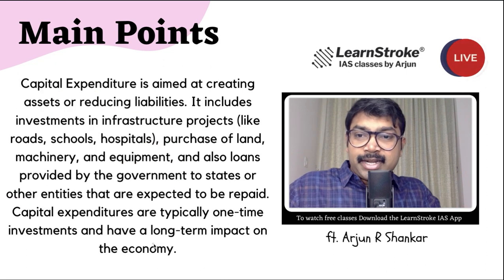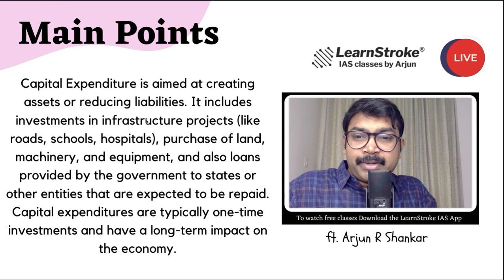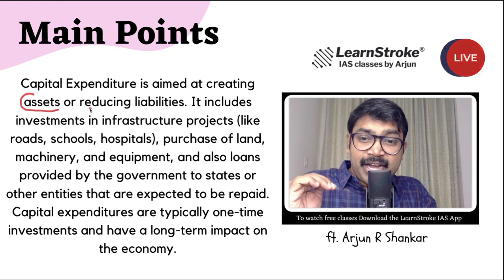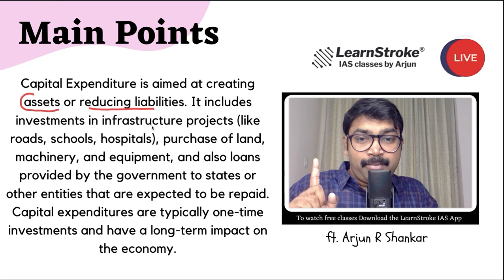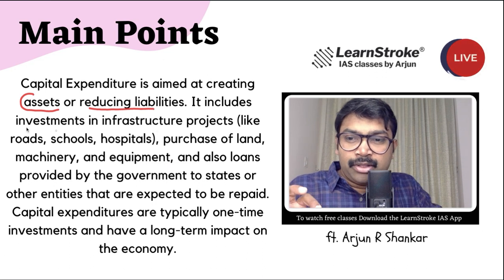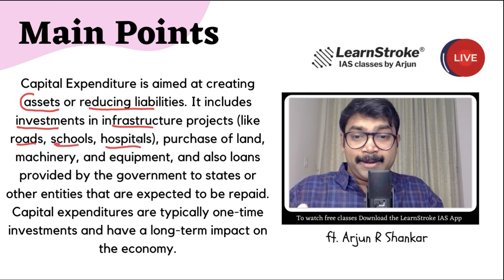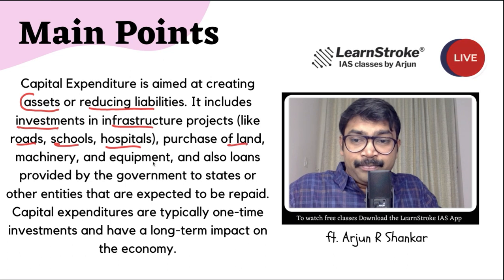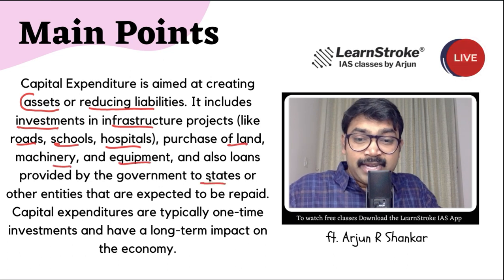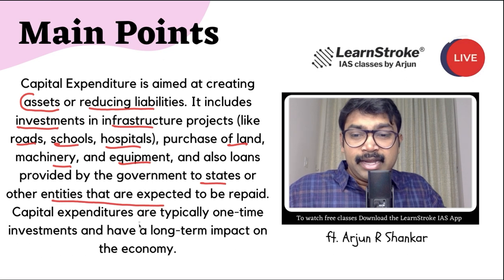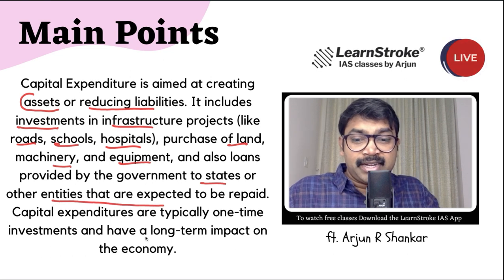And moving on, let's understand the capital expenditure. The capital expenditure is aimed at creating assets. So this one creates assets or reduces our liability. Very important. It includes investments in infrastructure like roads, schools, hospitals, which the government should definitely create. A purchase of land, machinery, equipment, and also loans provided by the government to states or other entities that are expected to be repaid. The government is giving that. Capital expenditure is typically a one-time investment and has a long-term impact.